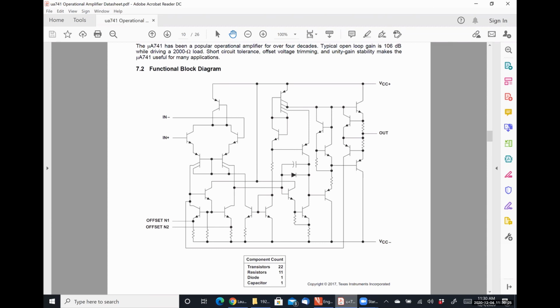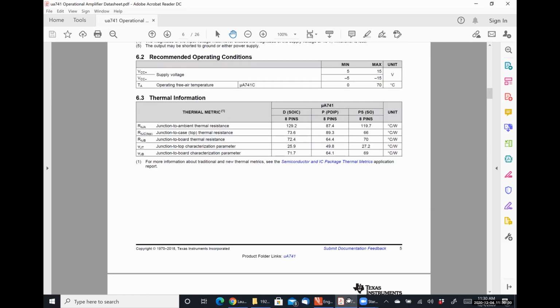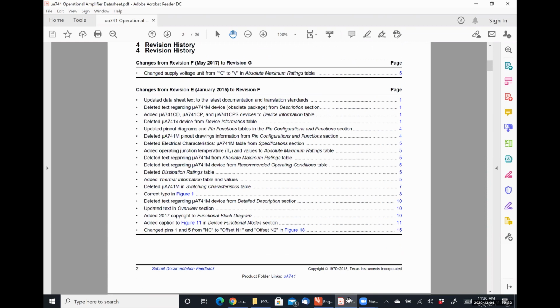So we can break this guy down into those 3 discrete components. And if we go back into the data sheet, I probably went too far.